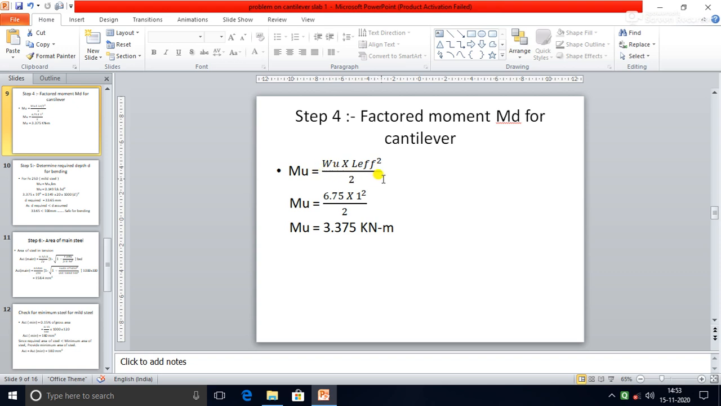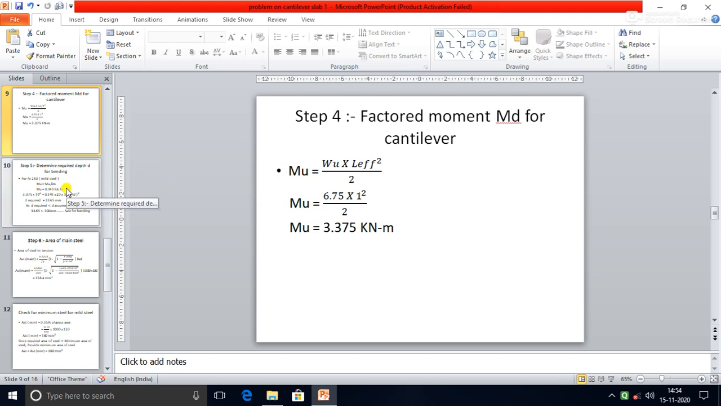So the bending moment is WL square by 2 for a cantilever, that is ultimate load 6.75 into effective span of 1 meter, that is 1 square, divided by 2. The ultimate bending moment acting on the cantilever slab is 3.375 kilonewton meter. See, the unit of moment is kilonewton meter. If we have to convert it to Newton mm, kilonewton to Newton is 10 raised to 3 and meter to mm is 10 raised to 3, so it is 3.375 into 10 raised to 6 Newton mm, the ultimate moment acting on the cantilever slab.